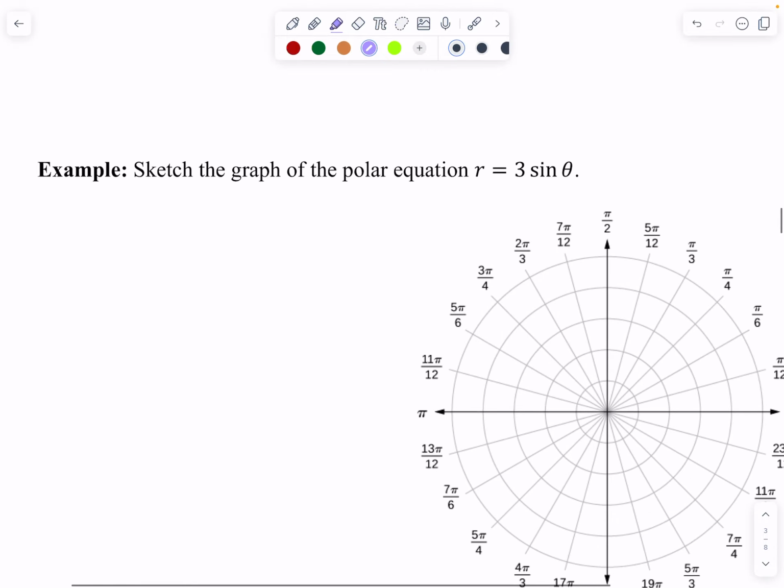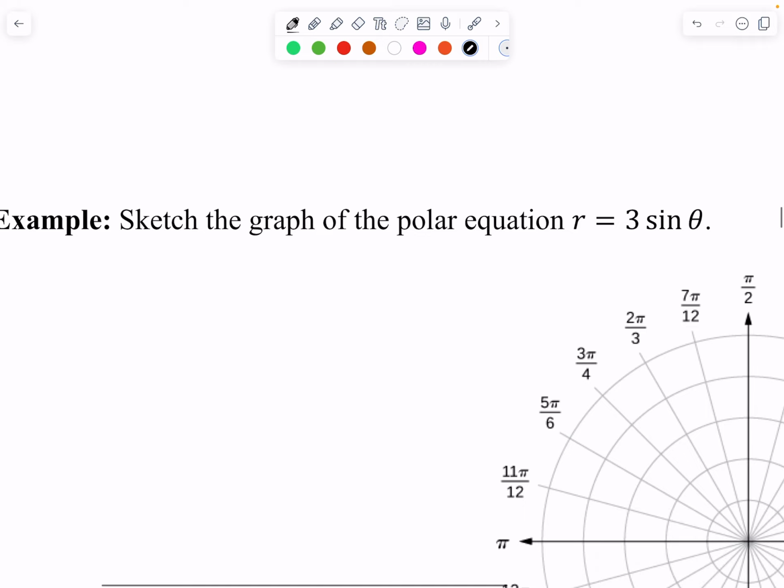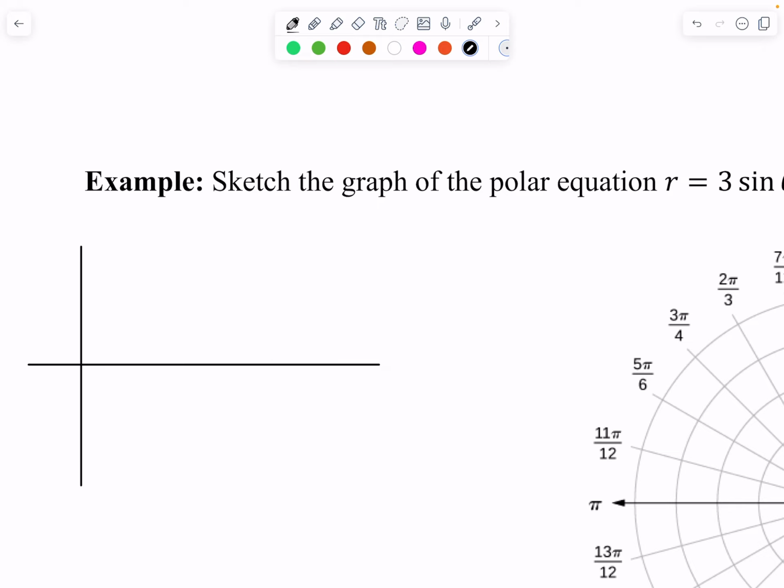Okay, similar equation, but with sine. So let's check out what happens. Similar strategy for graphing. Let's think about the graph of y equals 3 times sine of x in the xy plane and use that as a reference. Okay, so we can again scale by pi over 2.